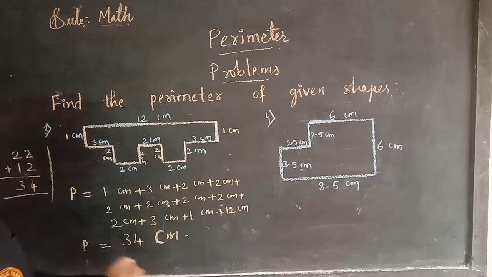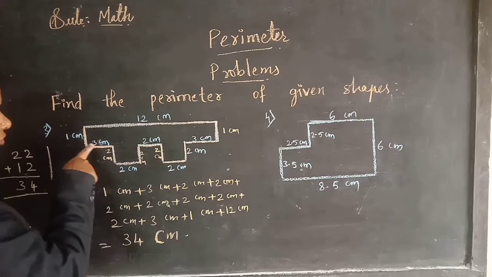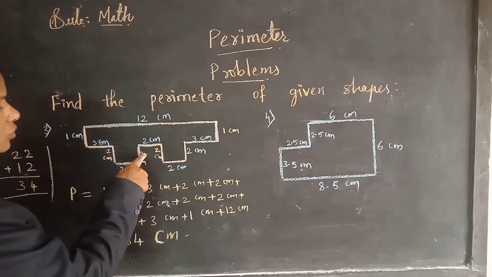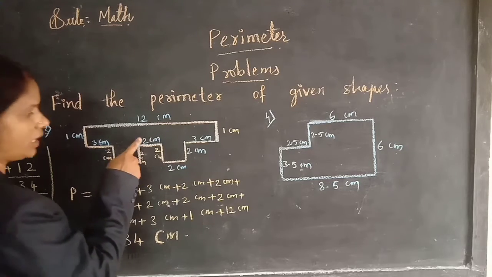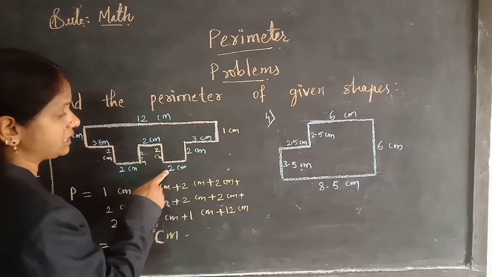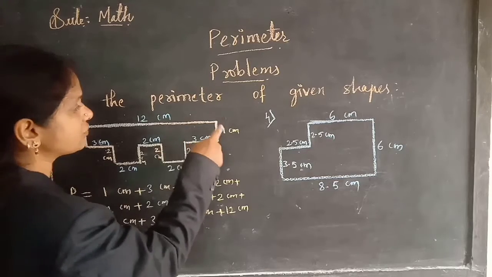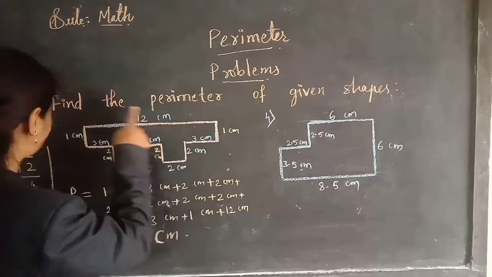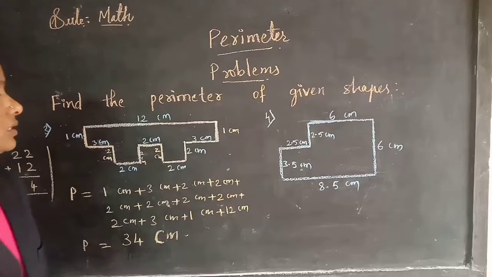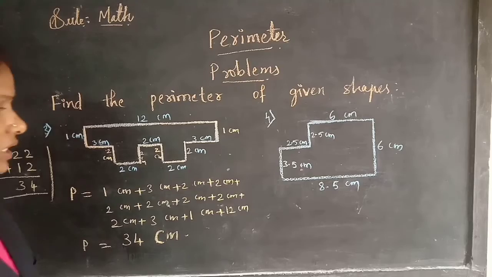Come on, let's add here in the figure also. You can add, children. 1 plus 3, 4. 4 plus 2, 6. 6 plus 2, 8. 8 plus 2, 10. 10 plus 2, 12. 12 plus 2, 14, 14 plus 2, 16, 16 plus 2, 18, 18 plus 3, 21, 21 plus 1, 22, 22 plus 12, 34, children. So the given figure, given shape, perimeter is 34 centimeters.